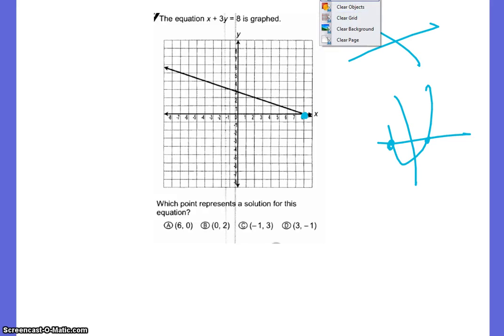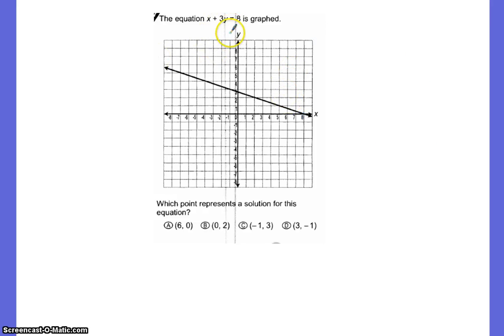So when you're looking at this next problem, x plus 3y equals 8 is graphed, and what point represents the solution for this equation? When you have two lines, the solution is where they cross. If there's only one line, a solution is anywhere on that line. So you go over to 6 and up 0. Is that on the line? No, it's not a solution. Over 0 and up 2, not on the line, not a solution. -1 up 3, that's looking pretty good. 3, -1, not anywhere close. So your answer is C. That's the last one on S1P2.